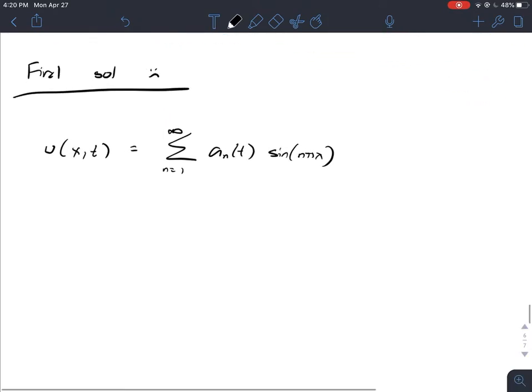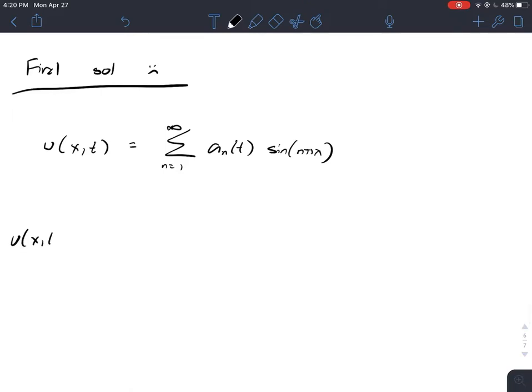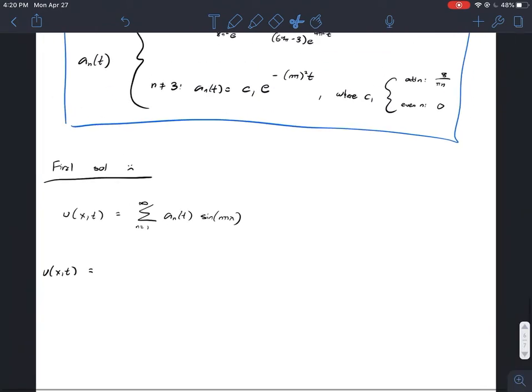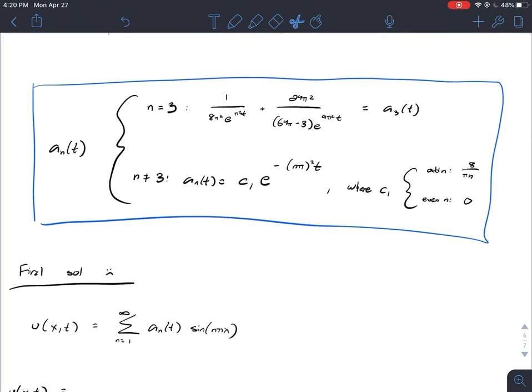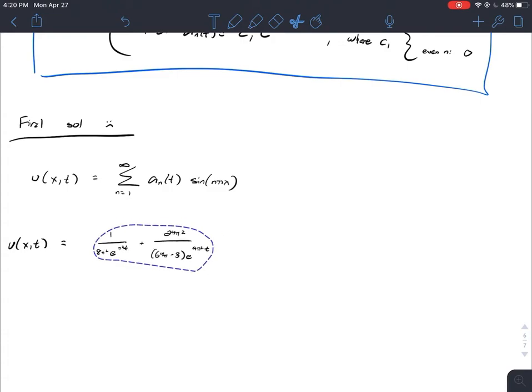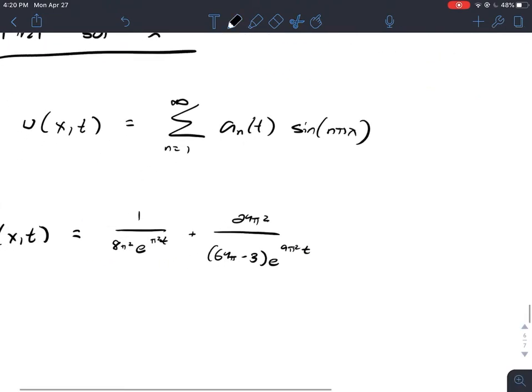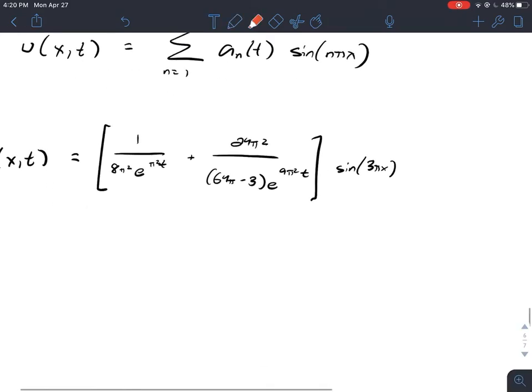So the final solution for this problem would be u of x,t. So we need to explicitly isolate the n equals 3 term. To do this, I'm just going to take this here. So this is for n equals 3. This will be evaluated explicitly as sine 3 pi x. So this term right here, I'm going to quickly annotate, is for n equals 3.